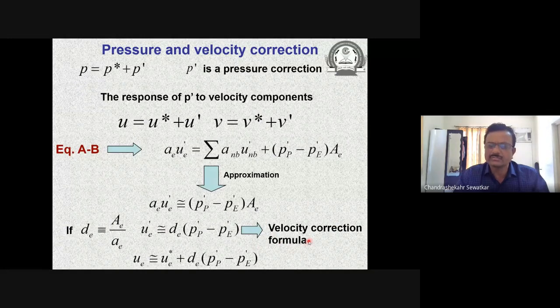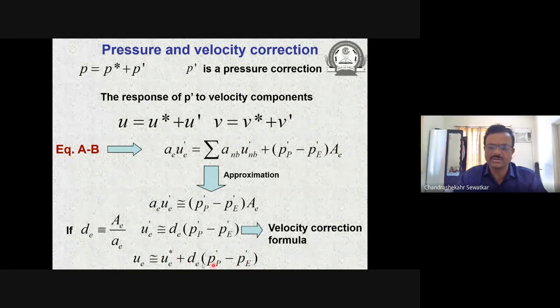What does it indicate? Do remember, this AE is the area and this ae is a coefficient. This expression gives me velocity correction in terms of pressure correction. And if this correction in the velocity is known to me, I can find out the actual velocity. It is guess velocity plus velocity correction. So actual velocity is guess velocity plus velocity correction.